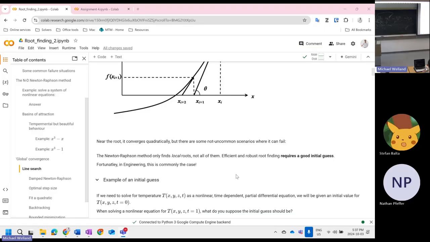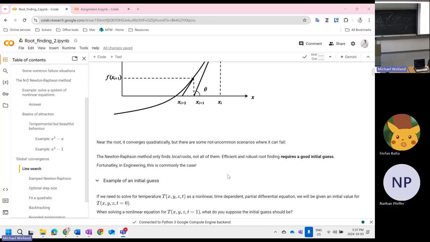The nice thing is that at least in engineering, chances are you have a good initial guess, right? So my question here is, for example, if we want to solve a time-dependent temperature field in XYZ, a three-dimensional, nonlinear, time-dependent partial differential equation, what would our initial guess be? So we're going to solve for T1 at time 1 second, given our initial value. It's an initial value problem. So we have temperature over the entire field at time 0. We want to solve for time 1. What do you think the initial guess is going to be?